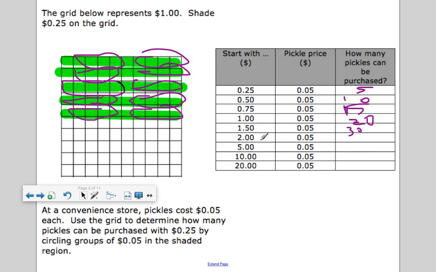What if I have $2? $1, I can have 20 pickles. Another dollar, I get 20 pickles. That's 40 pickles. If I have $5, how many pickles can I buy?